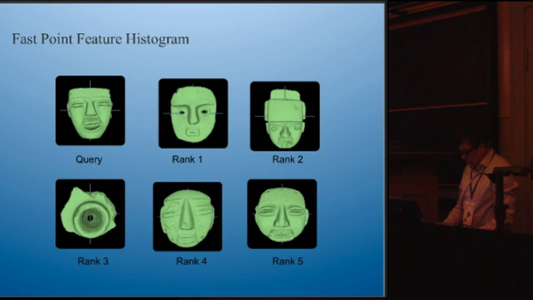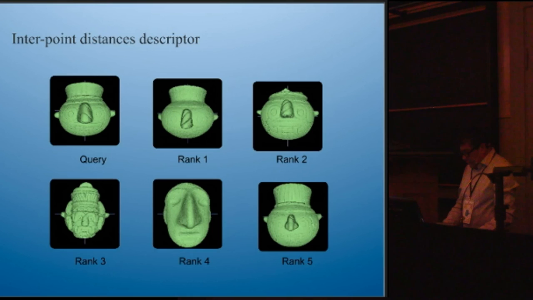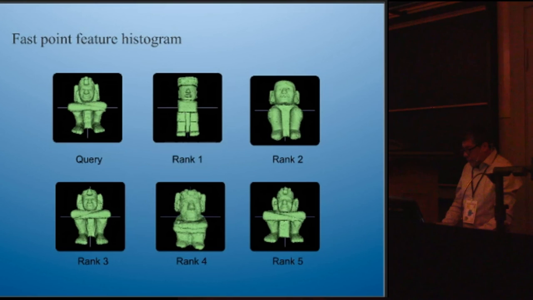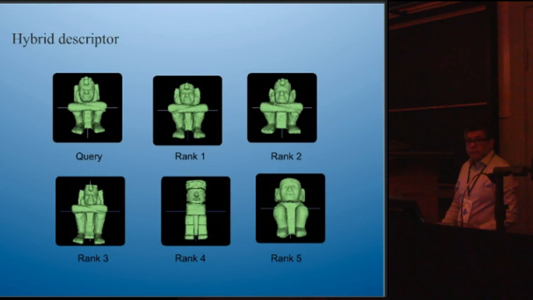And these are other queries. In this case, the harmonic function descriptor is totally wrong. That's why we cannot rely on only one descriptor. When we use other descriptors, we obtain much better results. This is the hybrid, which is also the best descriptor for these classes.